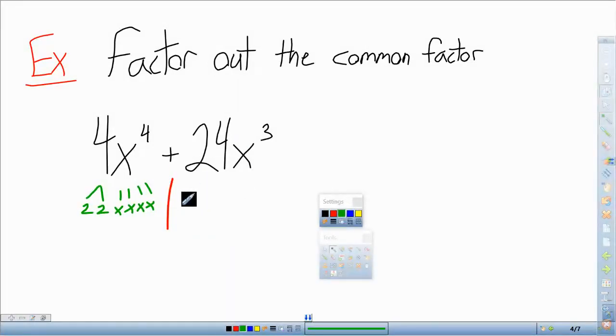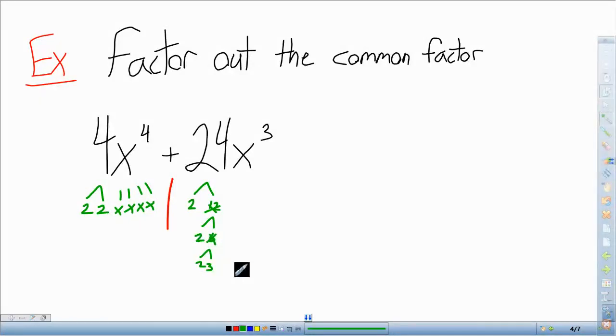But 24, breaking that down. Remember, there's multiple ways you can break things down. The first thing I think of is 2 times 12. And then 12, I think of 2 times 6, cross it out. And then the 6, 2 times 3, cross it out. So there's all its prime factors. X cubed is 3 x's.